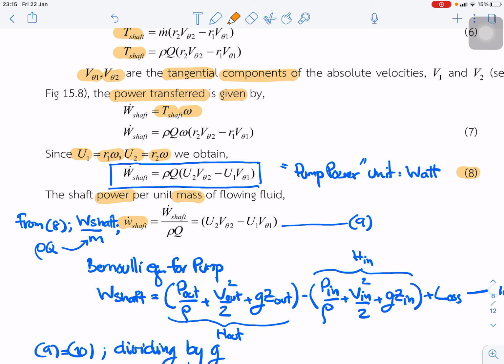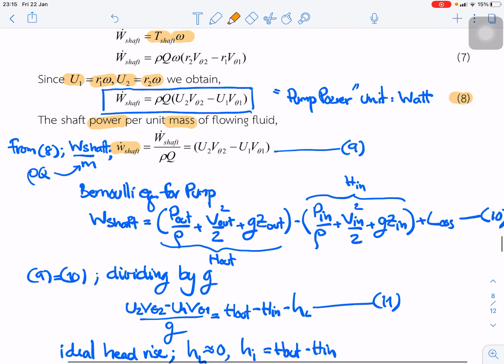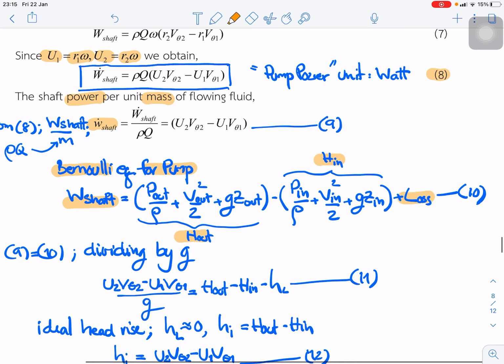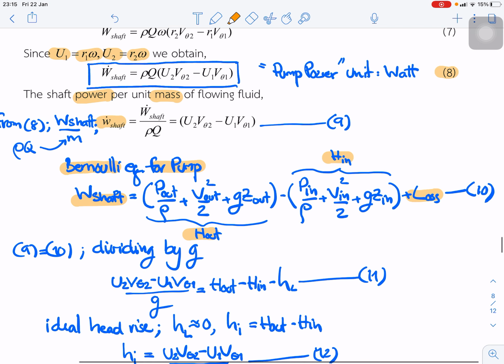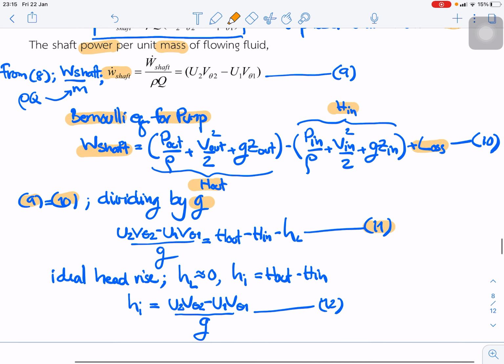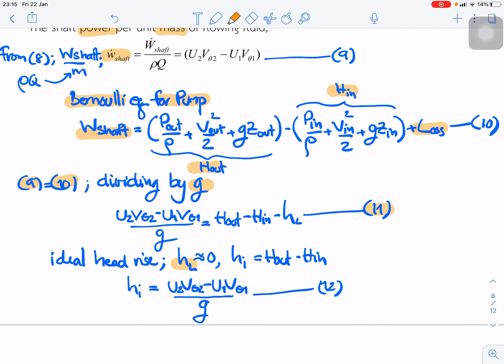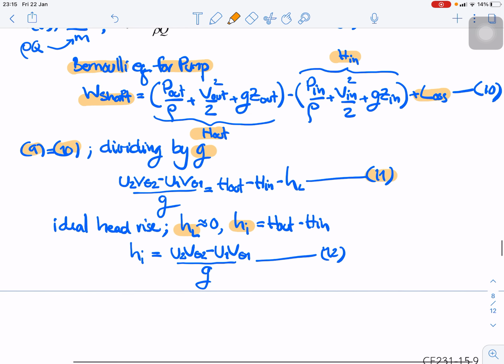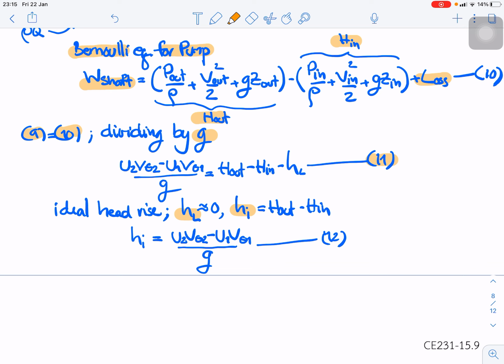And then we write the equation for the pump. The power of the pump is equal to the difference in pressure between head out and head in, plus the loss, in equation 10. Equations 9 and 10 are equated and divided by g, so we get equation 11. For the ideal rise, the head loss is 0, and H_i, the ideal head rise, is equal to H out minus H in. So we get equation 12.